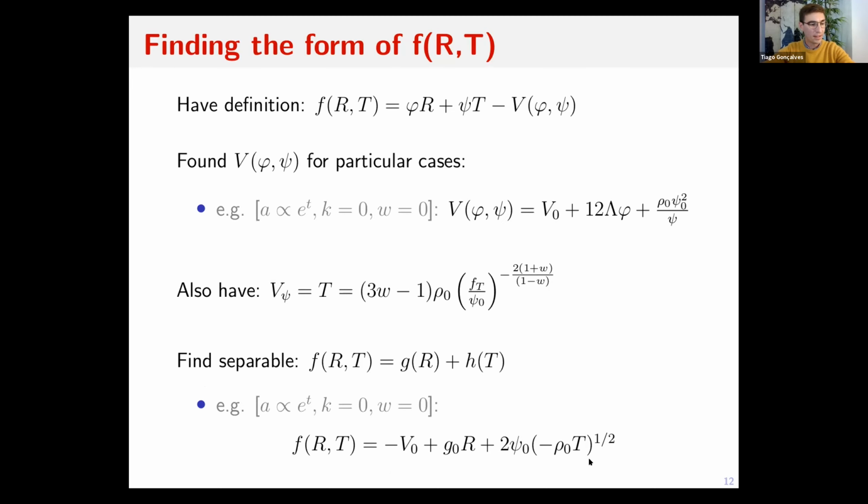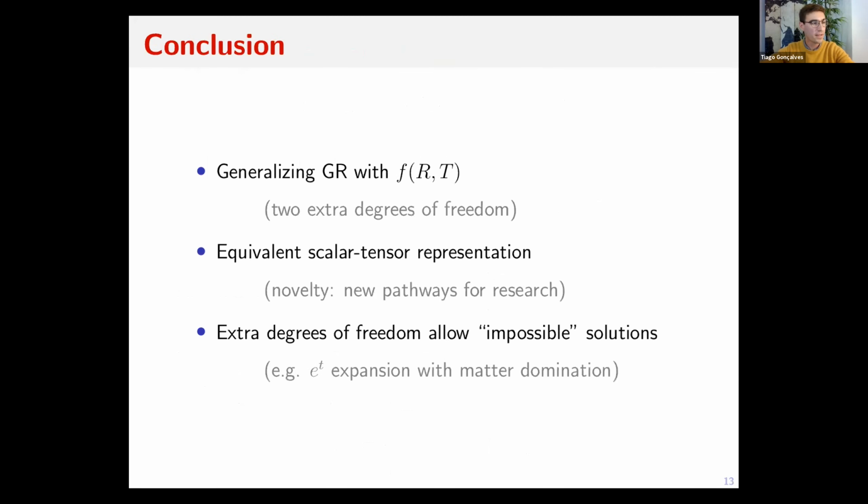So in a way, we have come almost full circle. I think this is a good point for me to conclude this talk, where I've explained a bit of how we've taken this modified theory of gravity, which has two extra degrees of freedom, which then, as one would expect, gives rise to two scalar fields in the scalar tensor representation. And this is really the novelty here, the scalar tensor representation published this year, which we've then taken to solve for different cosmologies.